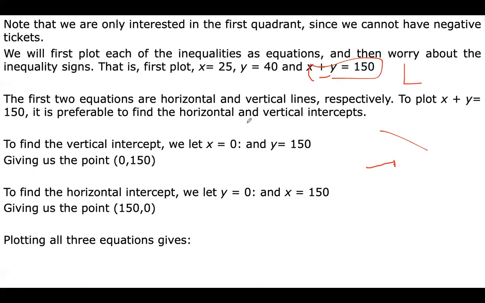We'll get the value of Y. If we put X equal to 0 here, we'll get Y equal to 150, right? And similarly, when we put Y equal to 0, we get X equal to 150. So these are 2 points which we'll get, and we can join these points on the graph and we'll get the equation of X plus Y equal to 150.